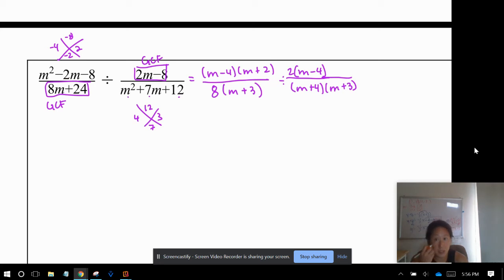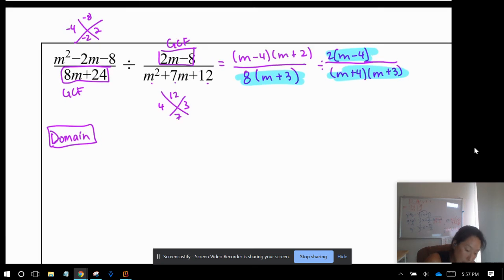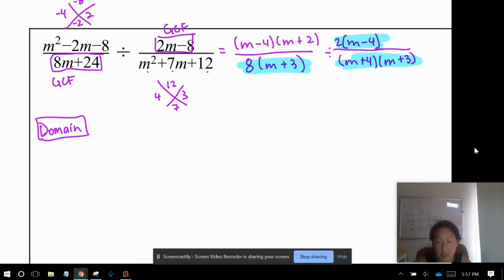Okay, division is a little different for the excluded values. So for the domain, we have to look at the factors from the denominator of the first fraction and the denominator of the second fraction. And since we're going to keep, change, flip, or multiply by the reciprocal, we also have to look at the factors in the numerator of the second fraction only. So we're not looking at the factors from the numerator of the first fraction.